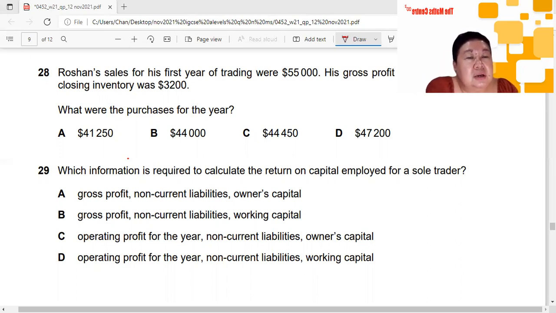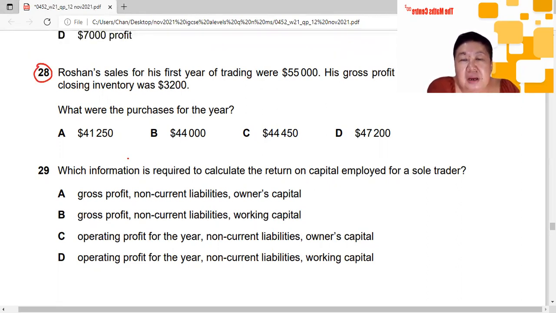This is question 28. Roshan's sales for his first year of trading was 55,000. His gross profit margin was 20%. The closing inventory was 3,200. First of all, a little bit of definition. Gross profit is defined as sales minus cost of sales. That's the definition. So now this margin is 20%.